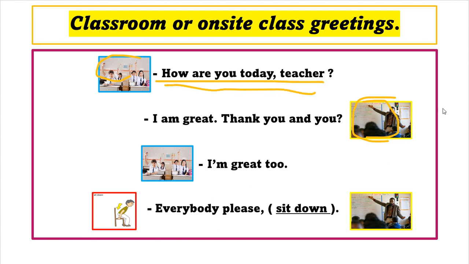I'm going to respond, I am great. Or I'm great, thank you. And you? I'm great too. If you're great, if you're the same. But if you're good, there's no need to say too. Too means also, you're great also. So you can say, I'm good, I'm happy, I'm okay.